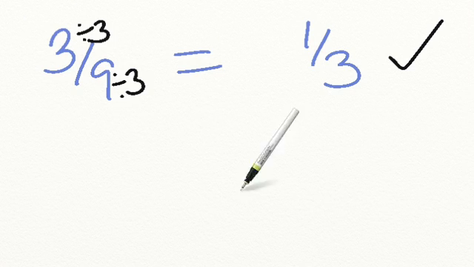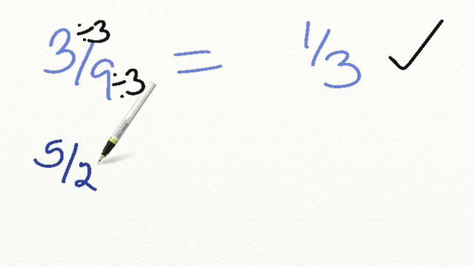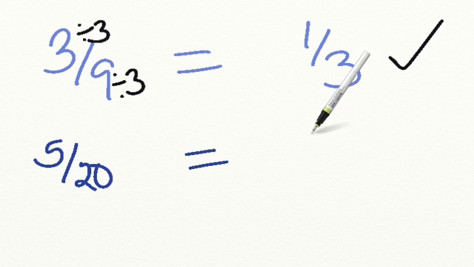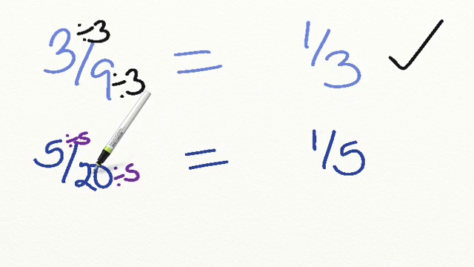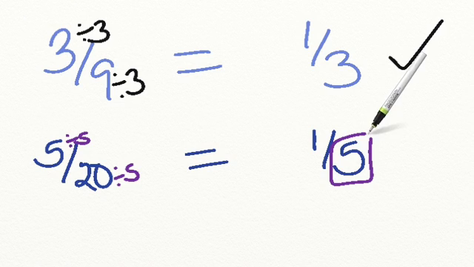Let's go ahead and try another one together. Is 5/20 equivalent to 1/5? Let's see. If we divide 5 by 5, we get a numerator of 1. So that means we need to divide our denominator by 5. 20 divided by 5 equals 4. Uh-oh. Our denominator over here says 5. So that means that 5/20 is not equivalent to 1/5.